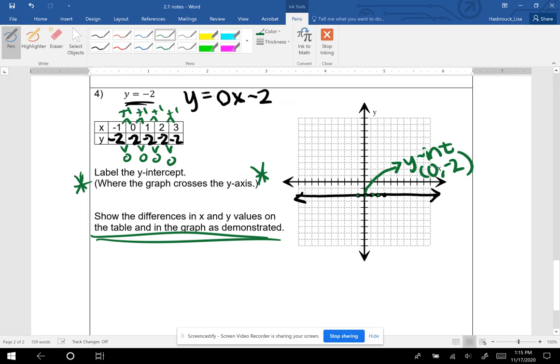Okay. So that's it for notes today. You just need to be used to plugging in numbers for x and solving for y, then plotting those points to create a line. If you have any questions, be sure to contact your teacher.